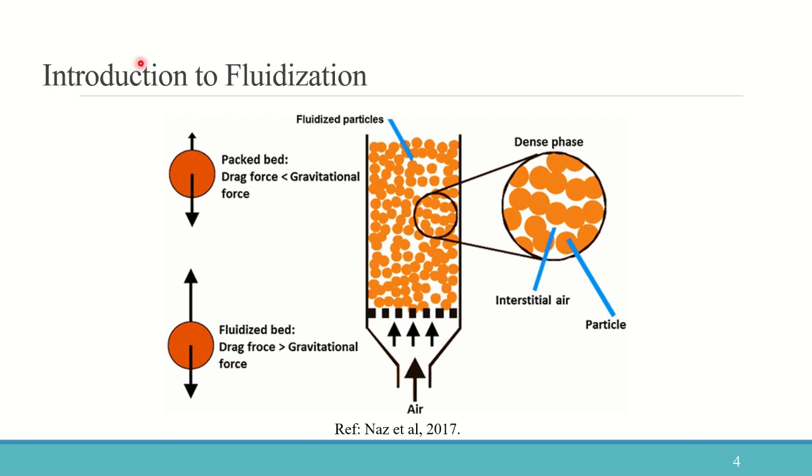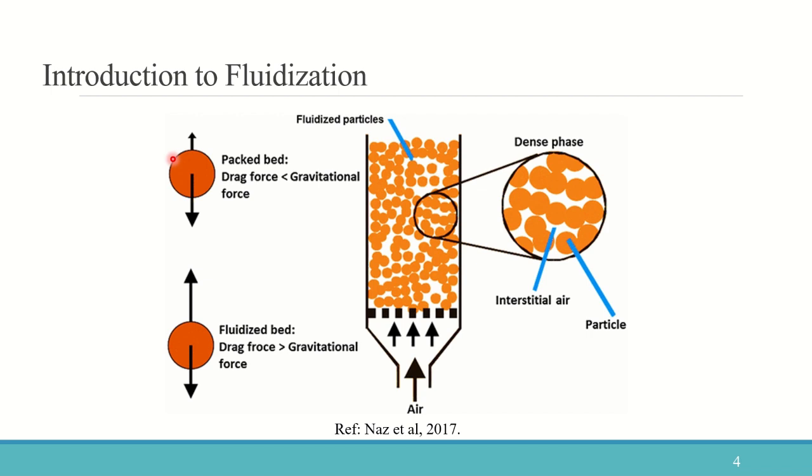So what happens in terms of forces? In a packed bed the drag force is less than the gravitational force. Drag force is nothing but the force exerted by the fluid on the particle, which is pulling the particle along with it. Whereas the gravitational force is very much higher in the packed bed. The velocity with which the fluid is pulling the particle is not sufficiently high, so the drag force is less than the gravitational force. So the particles remain in the packed condition and would not be moving at all. So we call it a packed bed.